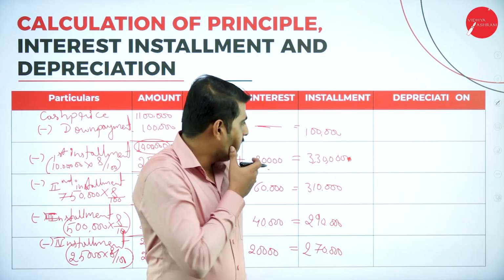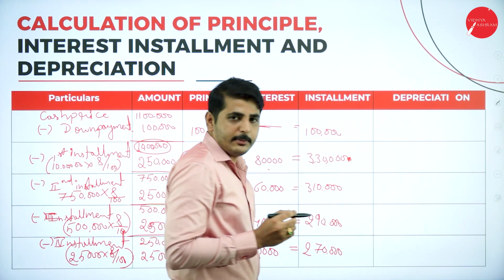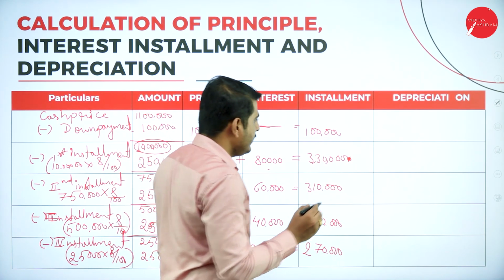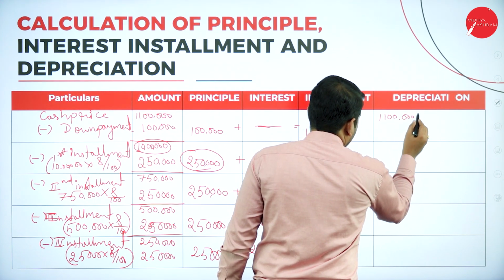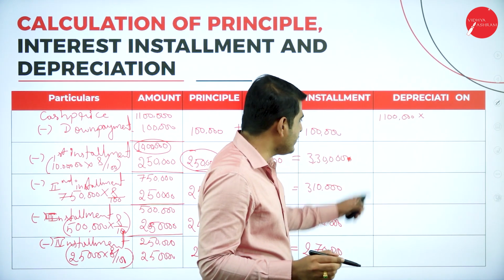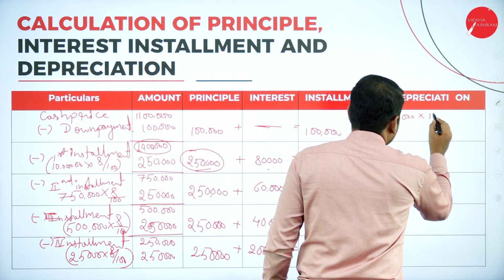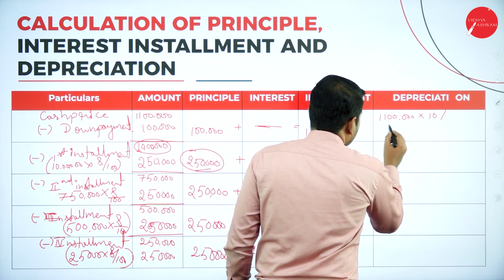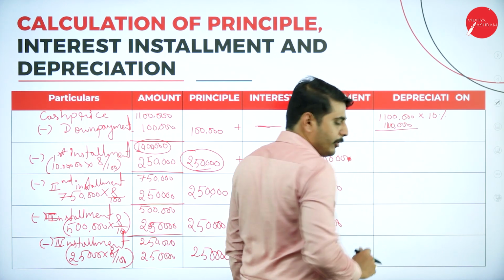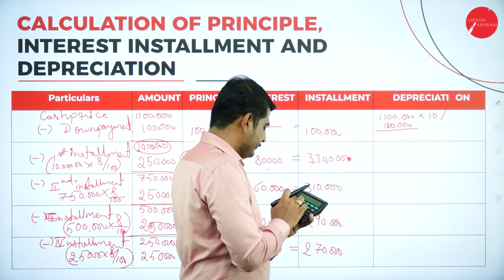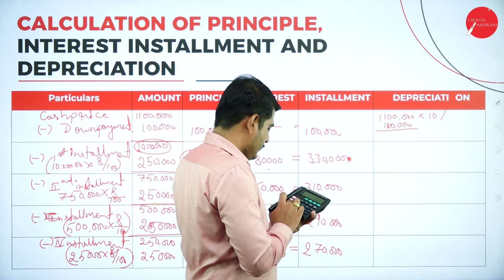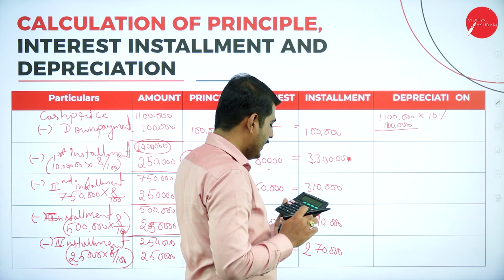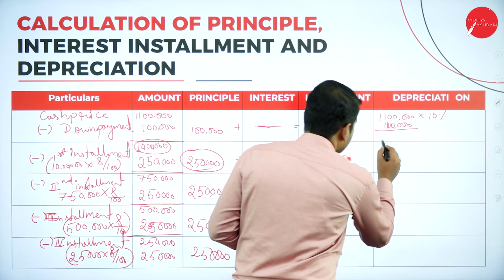Now let's calculate the depreciation. While calculating the depreciation, we need the actual price of the asset. What is the actual price? 11 lakh is the actual price. Into what is the rate of depreciation? 10% means 1,10,000. If you deduct this, how much do you get? So 11 lakh minus 1,10,000. So you'll get 9,90,000.